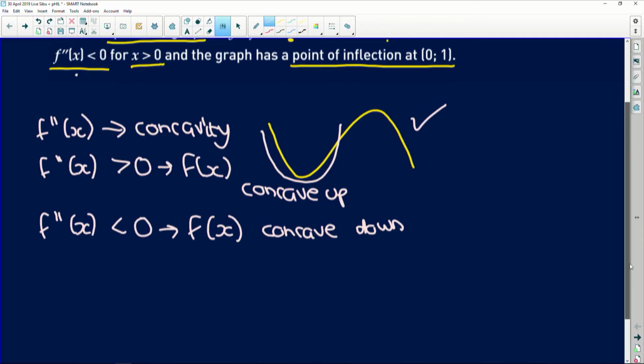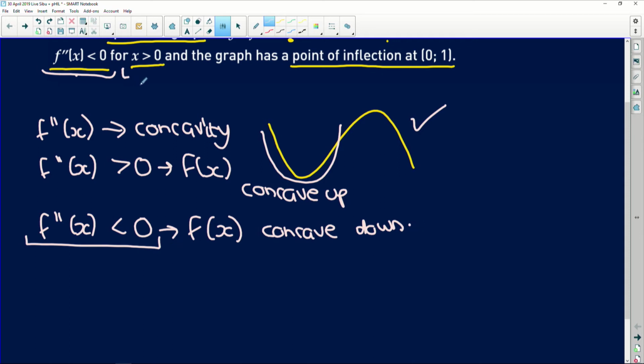Okay, so let's look at what we're further given here. Now we've got this instance here. We've got the second derivative being less than 0, which means that it's concave down. But, guys, we're given this very important interval here. When x is positive, the original function is concave down.